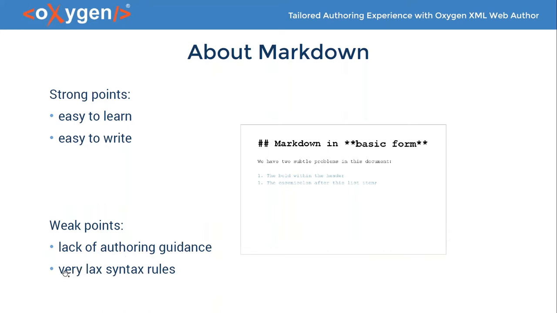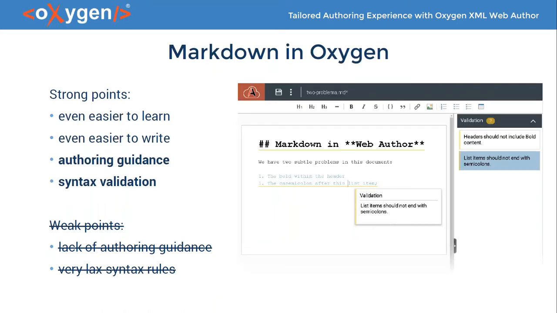The second weak point is that it has very lax syntax rules. For example, here, the first title of the document is a second level title. It's not the main title. But in Oxygen, we overcome those weak points of Markdown by adding the possibility to validate Markdown documents with Schematron. Schematron is an XML language that allows you to create assertions for an XML document. Here, for example, you can see in the validation side panel from Web Author two validation problems, one about the title and the second about the list item.